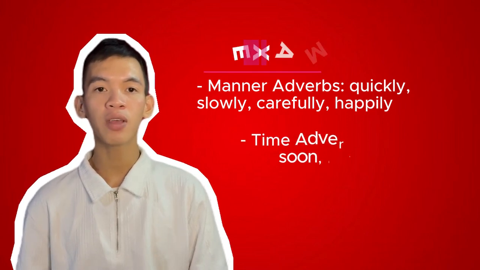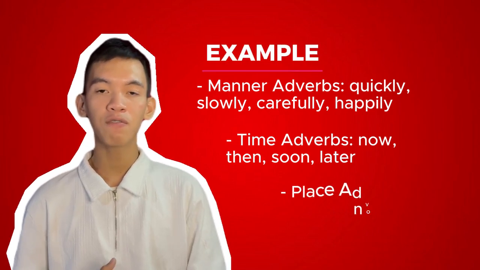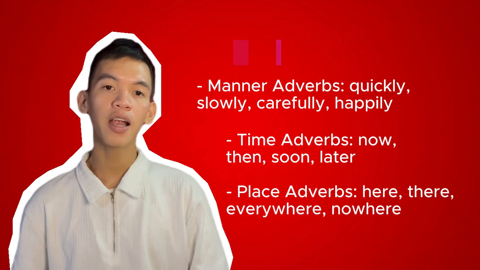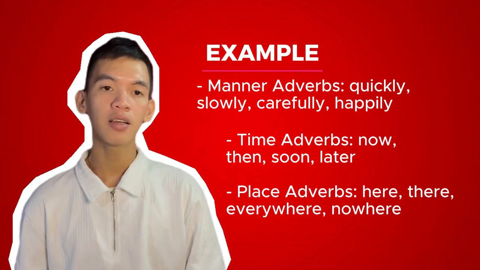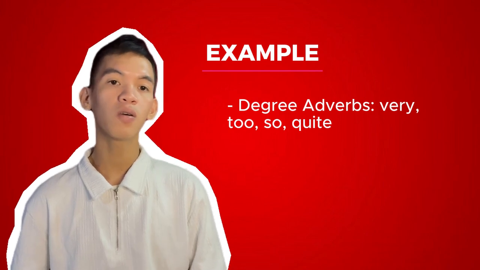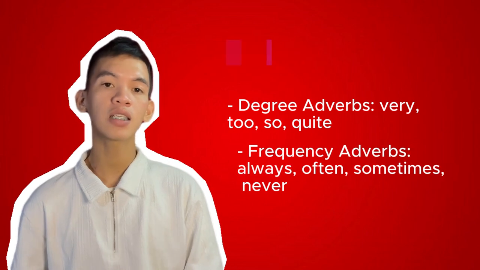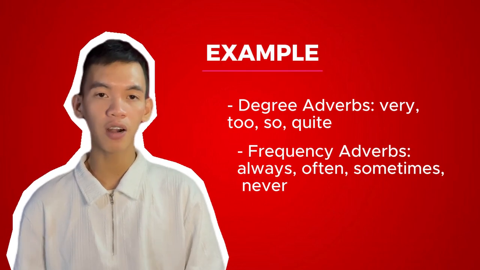Time adverbs, we have now, then, soon, later. Place adverbs, we have here, there, everywhere, nowhere. Degree adverbs, we have very, too, so, quite. Frequency adverbs, we have always, often, sometimes, never.